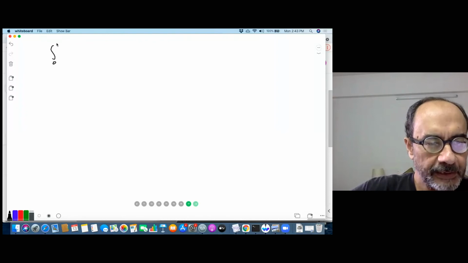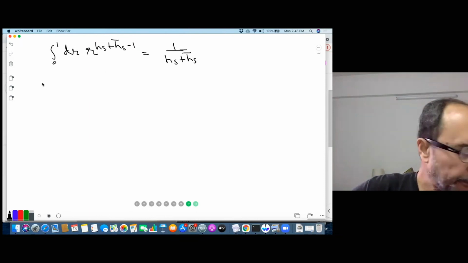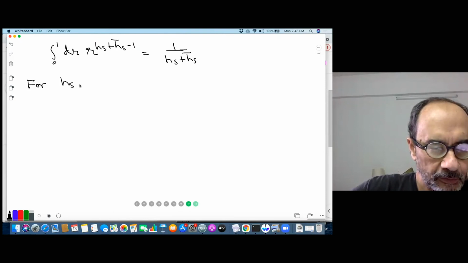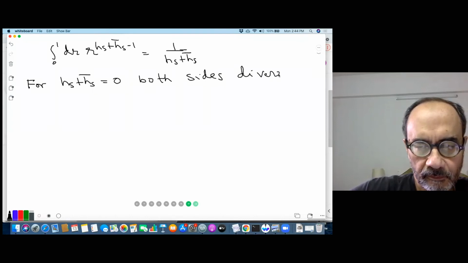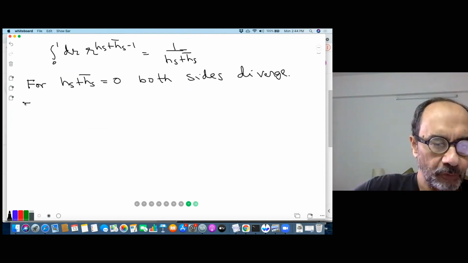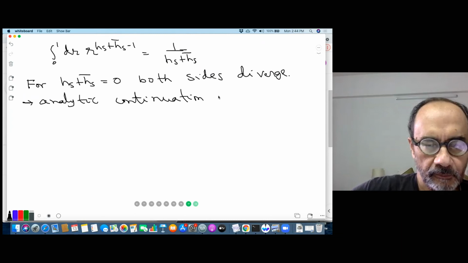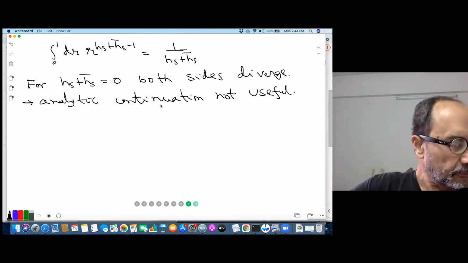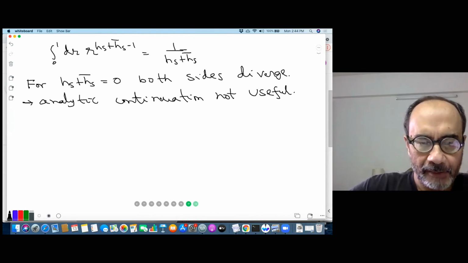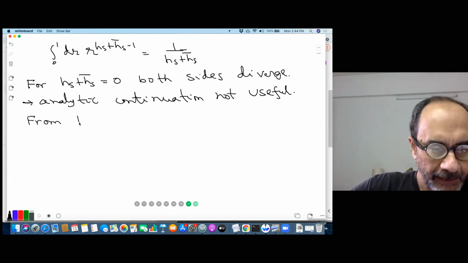Let's go back to this integral again. Integral 0 to 1 dr r to the power hs plus hs bar minus 1 is 1 over hs plus hs bar. The really problematic case comes for hs plus hs bar equal to 0. Here analytic continuation is not helpful, because it actually diverges. From the worldsheet perspective you don't know what to do; you will just run into a divergence and then you are stuck. But from the Feynman diagram perspective, you can see what's going on.